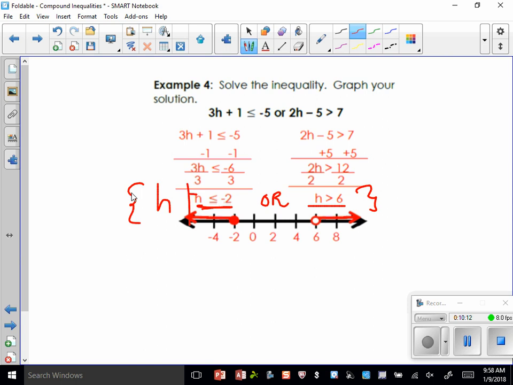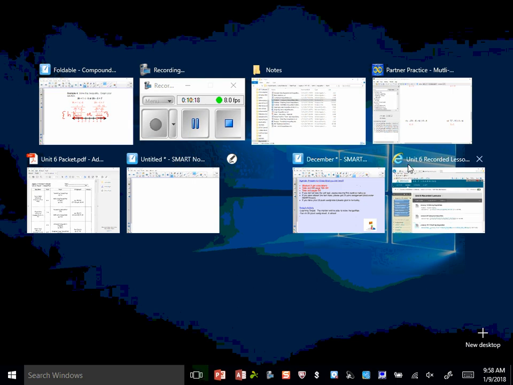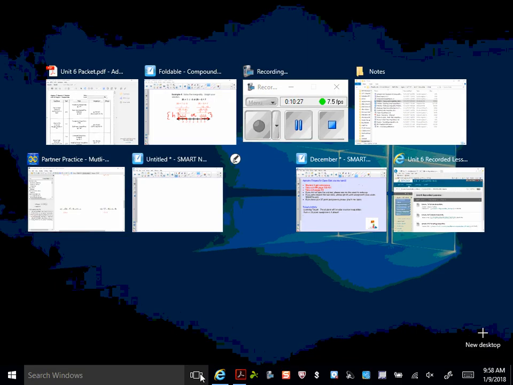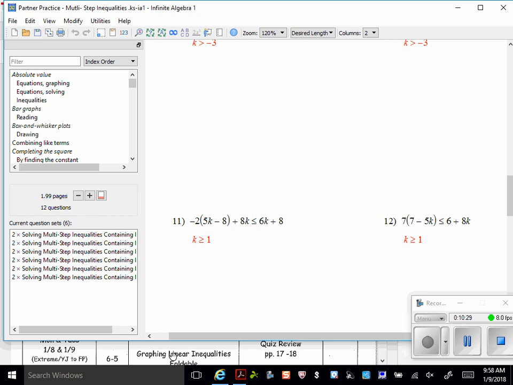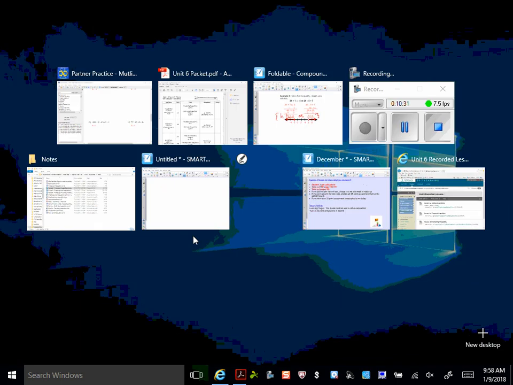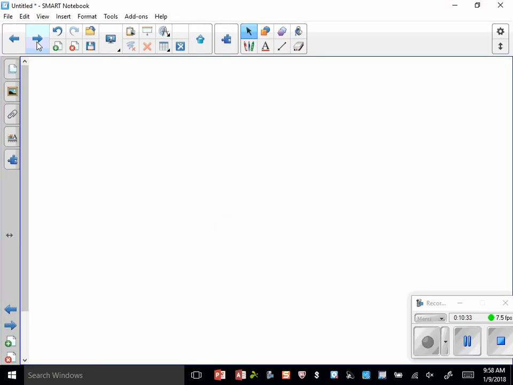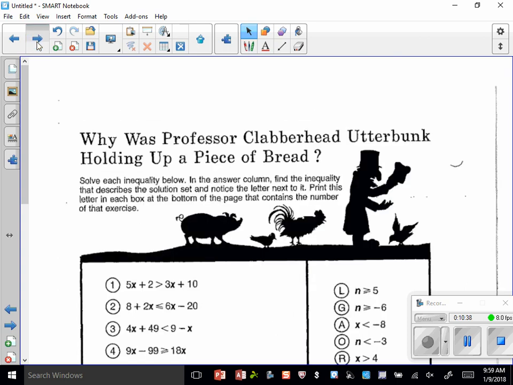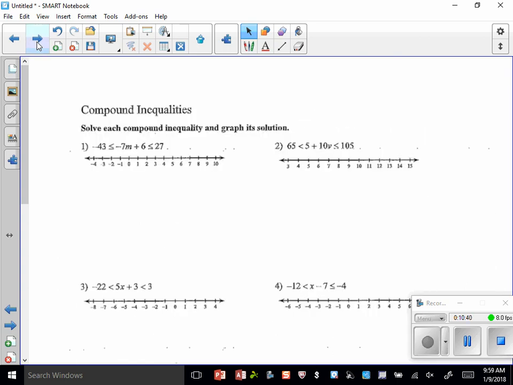All right, so that ends the foldable. What I would like for you to do now is go to page 10 in your packet. We're going to go to page 10 that says compound inequalities.